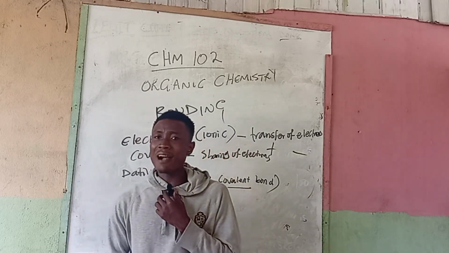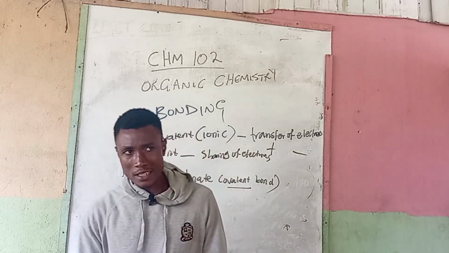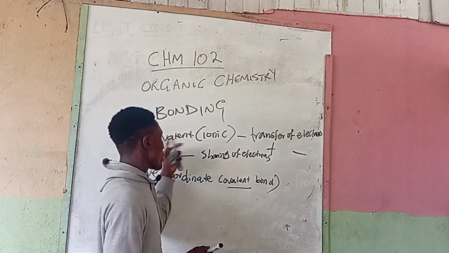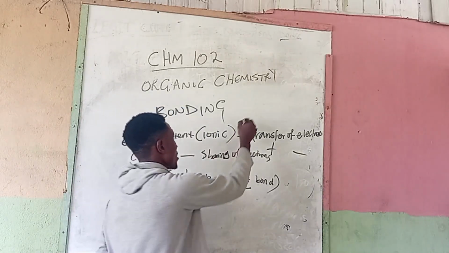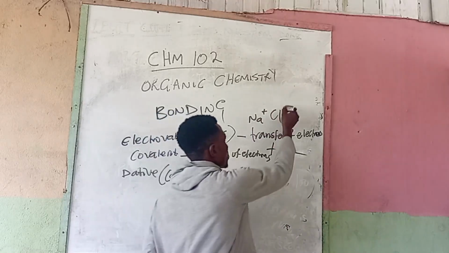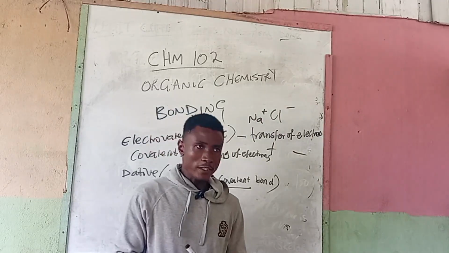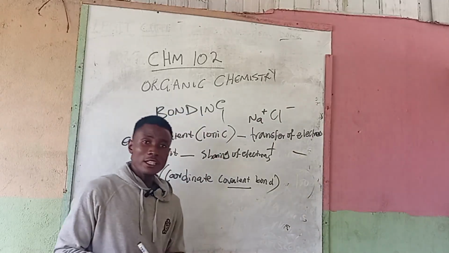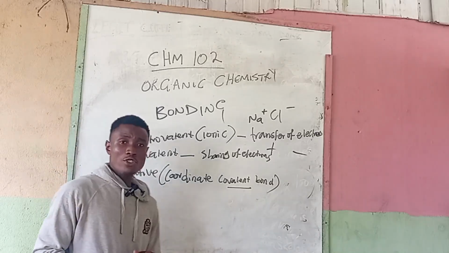Let's say I am not balanced, you are not balanced, right? So let me just give you an example. The common example of the electrovalent bond is found in sodium chloride. So the sharing of electrons is found in the covalent bonding, right?